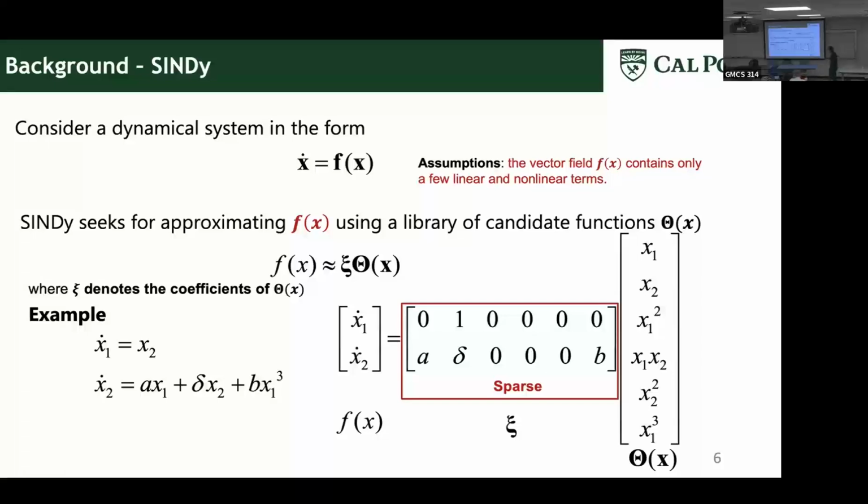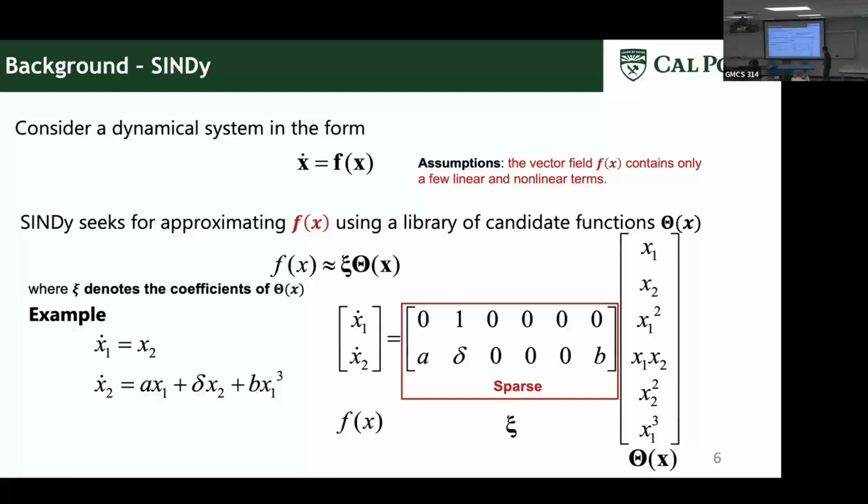All right, so we want to use this collection of candidate functions and just take a linear combination of them. So we'll use the right-hand side here to approximate our f(x). The C here represents the coefficients of those candidate functions.